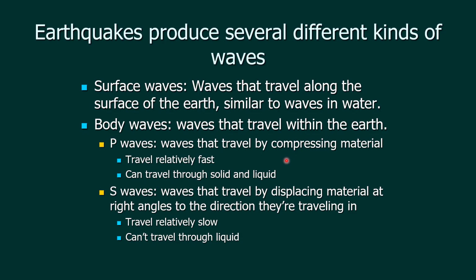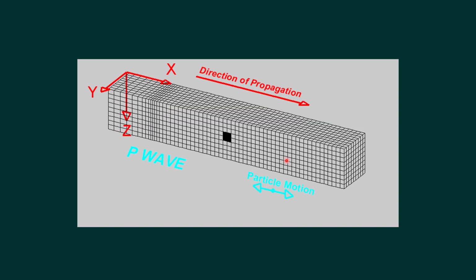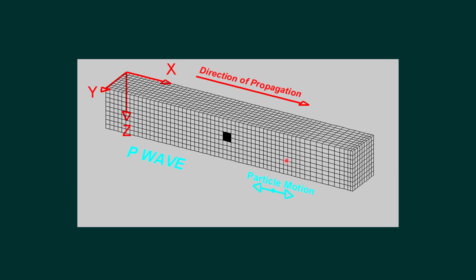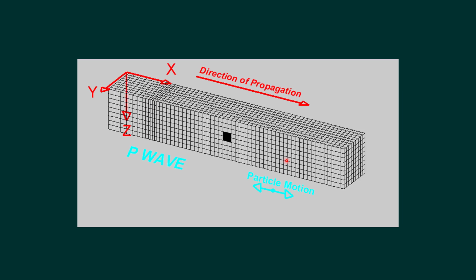They travel by compressing rock, right? Here is one P wave at a time going down a block of rock. And so, boom, there's a P wave traveling down that rock. P waves travel faster than S waves, which will be our other kind of wave. They also travel through solid or liquid rock. S waves will not travel through liquid rock.